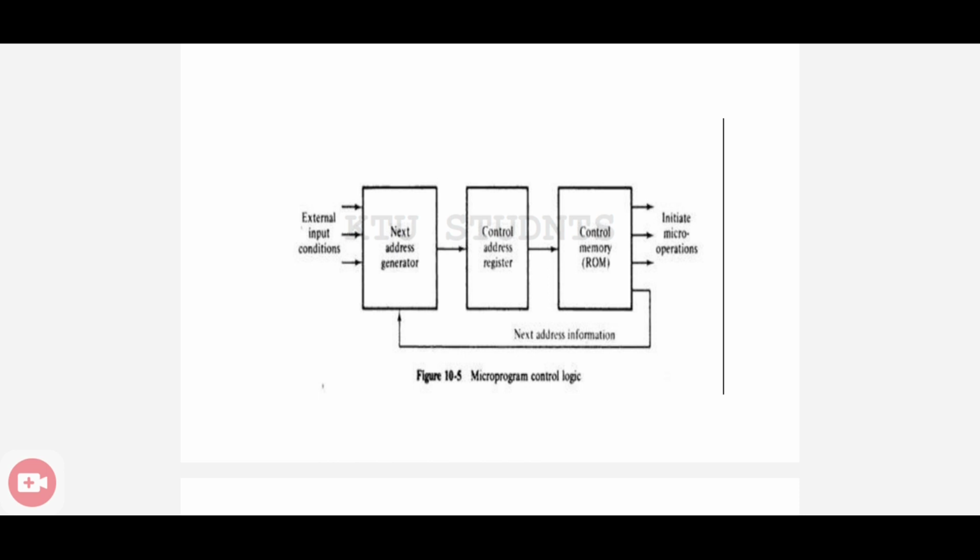So the control address register holds the address of the control word, that is the micro instruction stored in the control memory. Okay, here no read signal is needed. And what is the use of the next address generator? The next address generator generates the next address by using external input conditions as well as the output of the control memory.